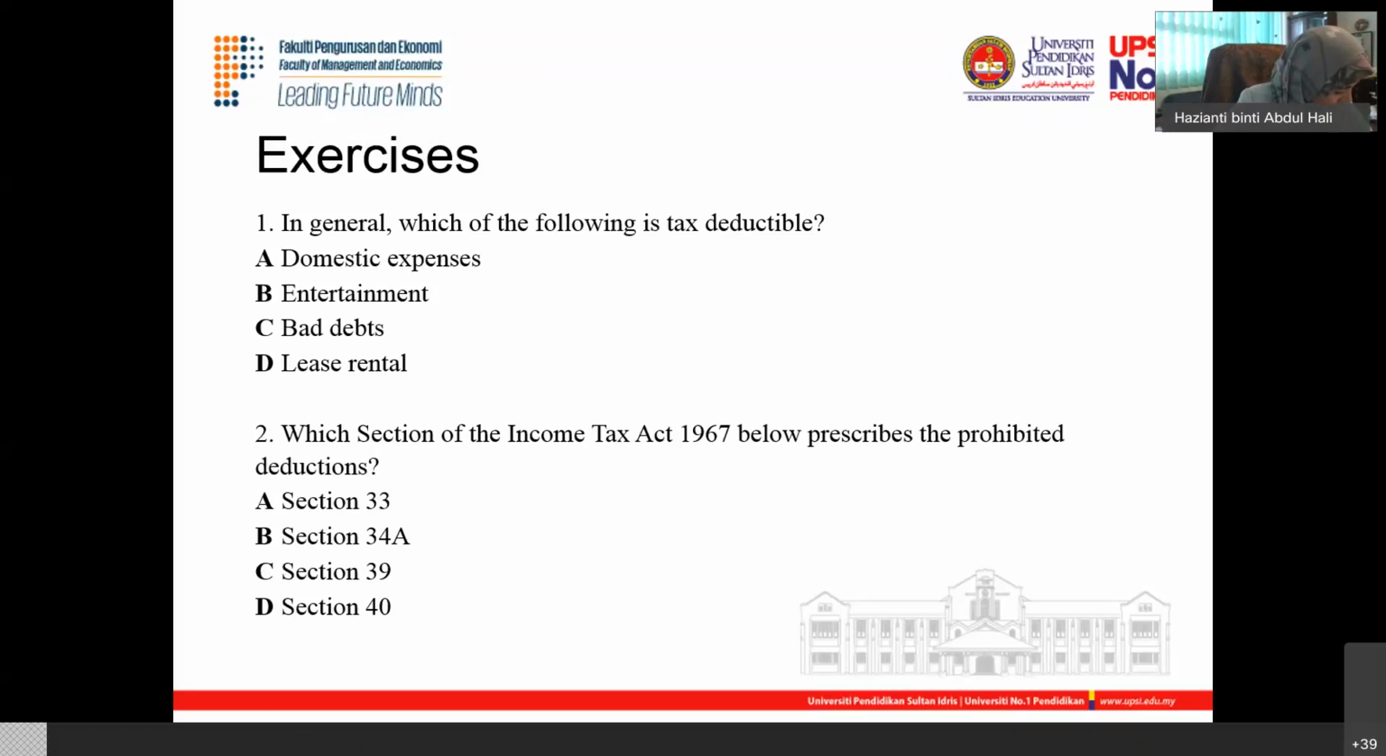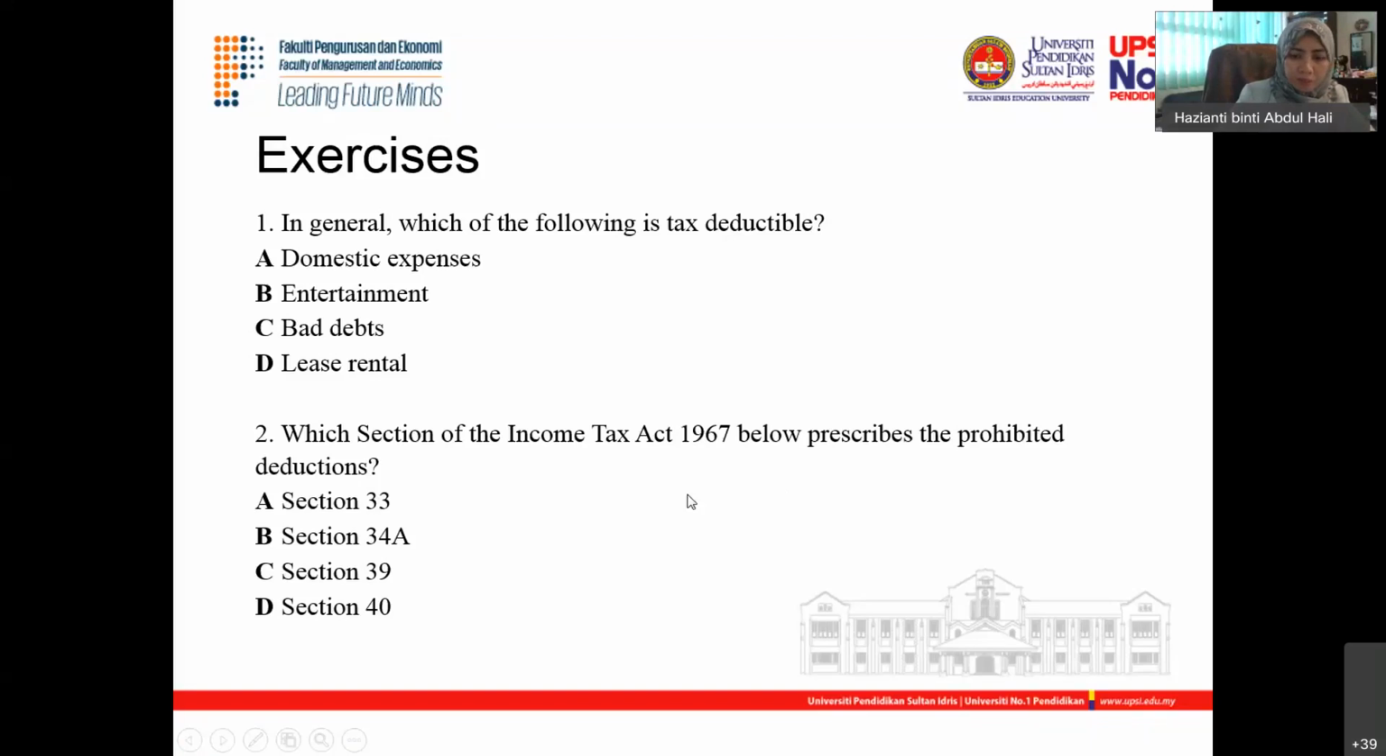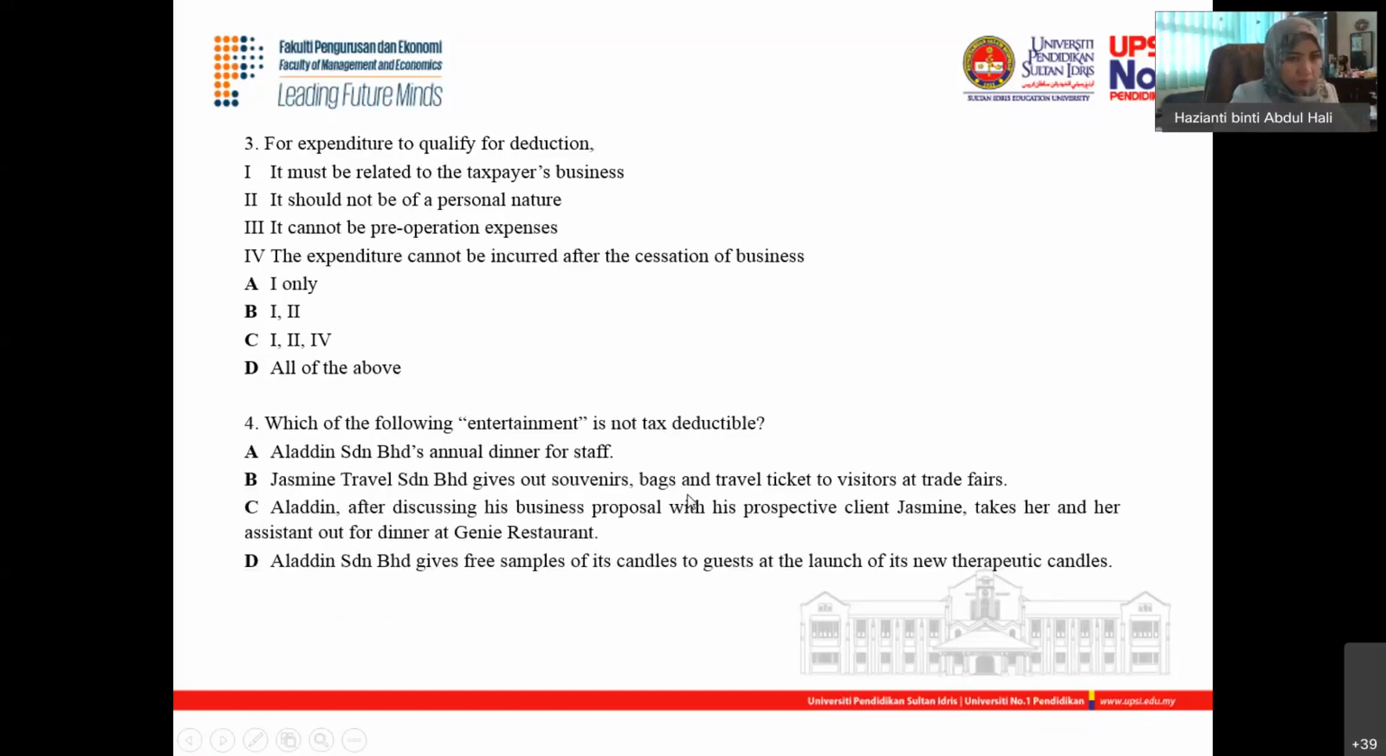Which section is the prohibited deduction? C. C, section 39. What is section 33? Deductible and non-deductible expenses. 33 is the deductible one, so 39 is non-deductible. Okay, question 3. Questions 3 and 4 are a bit longer.